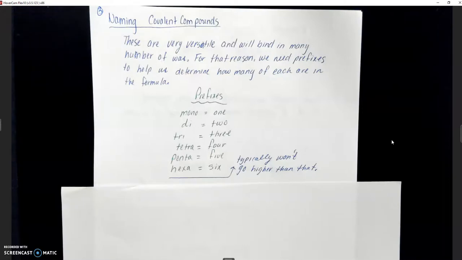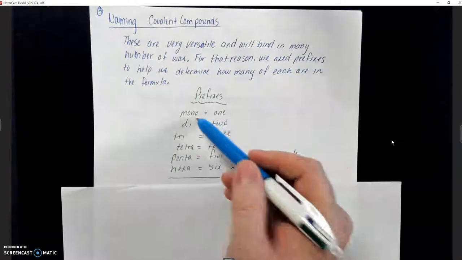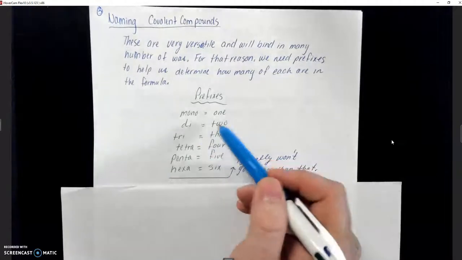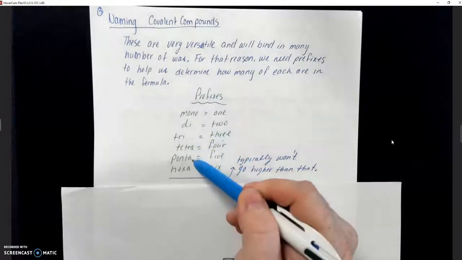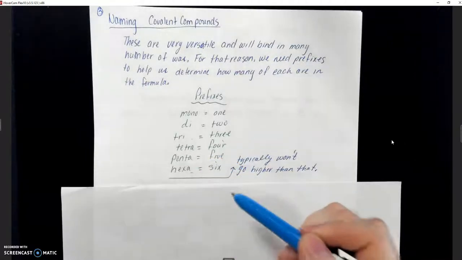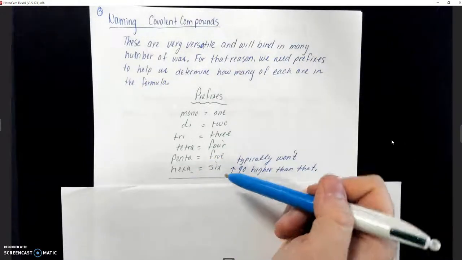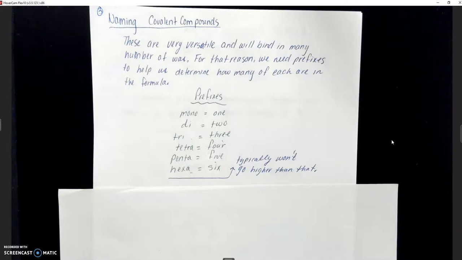What that means is you can have something like dinitrogen, which is 2 nitrogens, or you can have pentaphosphorus, which is 5 phosphoruses. The prefixes right here are mono, which is 1, di, which is 2, tri, which is 3, tetra, which is 4, penta is 5, hexa is 6. We typically won't go higher than 6 when we're naming covalent compounds.